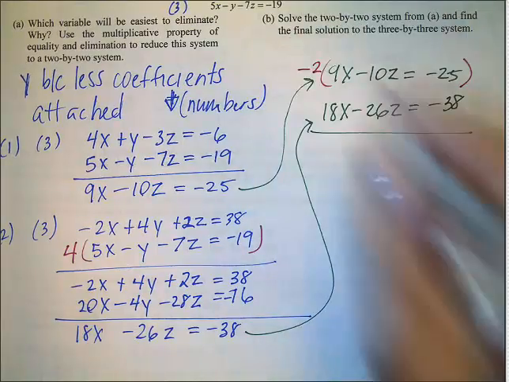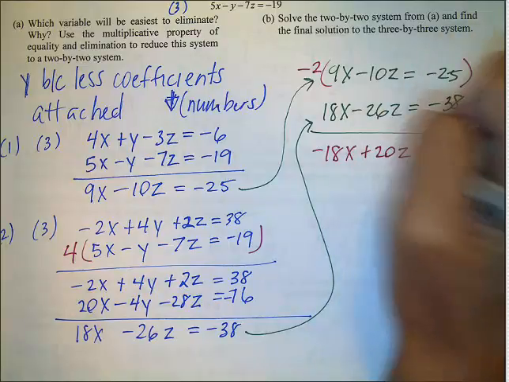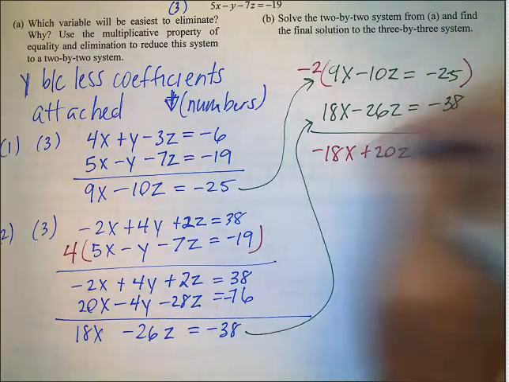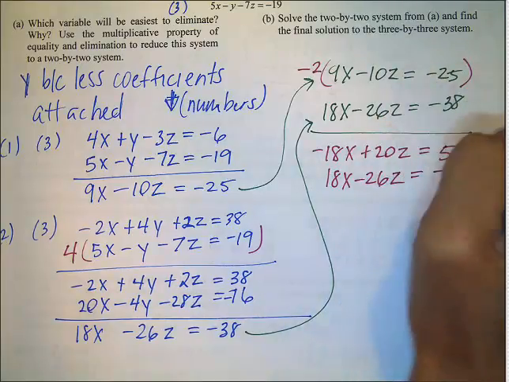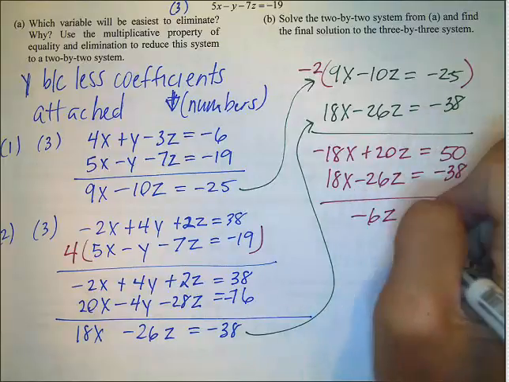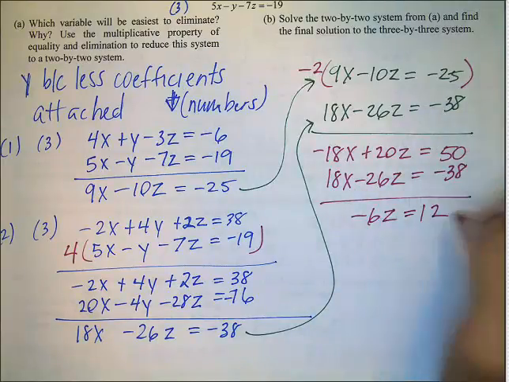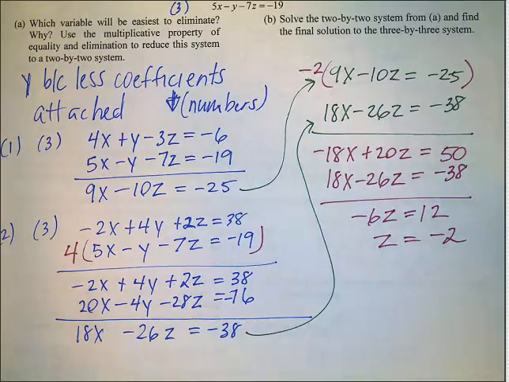So I have negative 18x plus 20z equals 50. 18x minus 26z equals negative 38. X's cancel, so I have negative 6z equals 12. So z equals negative 2. Now I have to find x and y. Well, I go back to this equation and I can find x.